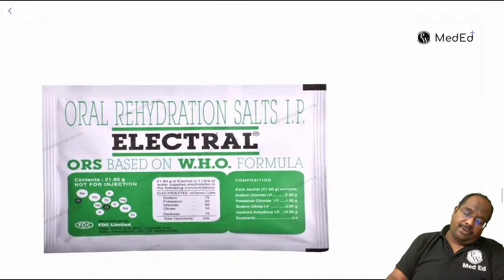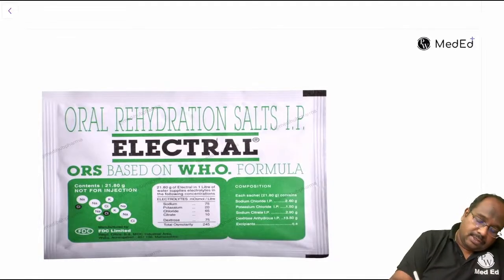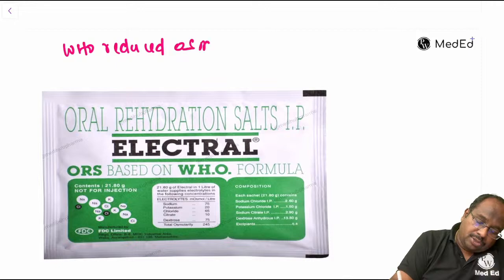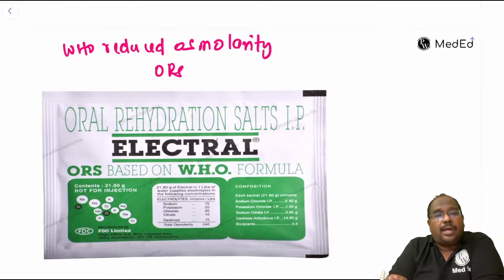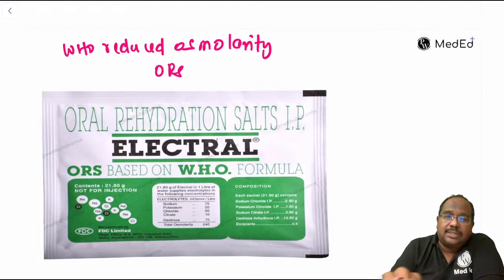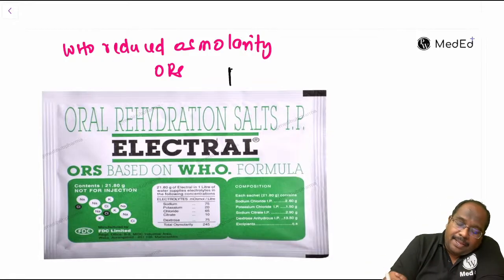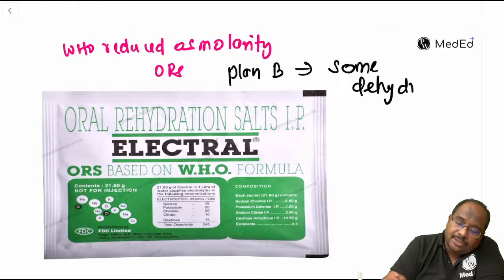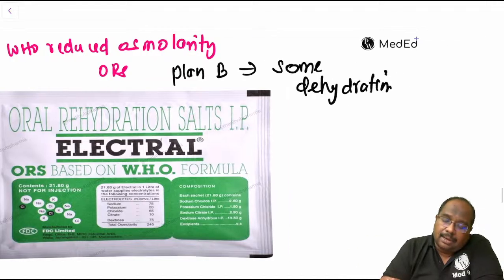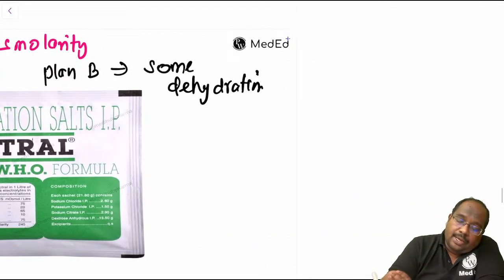And currently, what we are using is called the WHO reduced osmolarity ORS. This is again a short note for you. When is it given? This is Plan B, guys. Some dehydration, it's given. What is the composition in this?